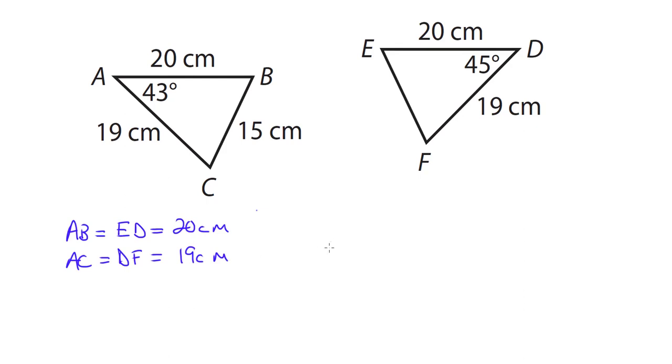Now, in order to have side, angle, side, we need the included angle to be congruent. Angle A is 43 degrees, and angle D is 45 degrees. That's the included angle. So they're not congruent. The measure of angle A is not equal to the measure of angle D. So these two triangles are not congruent.